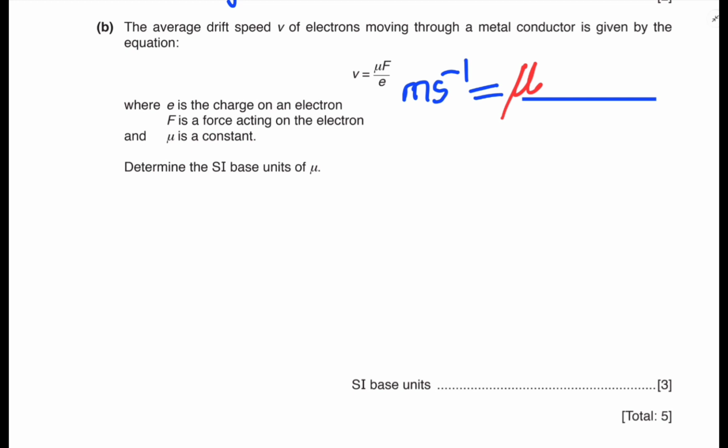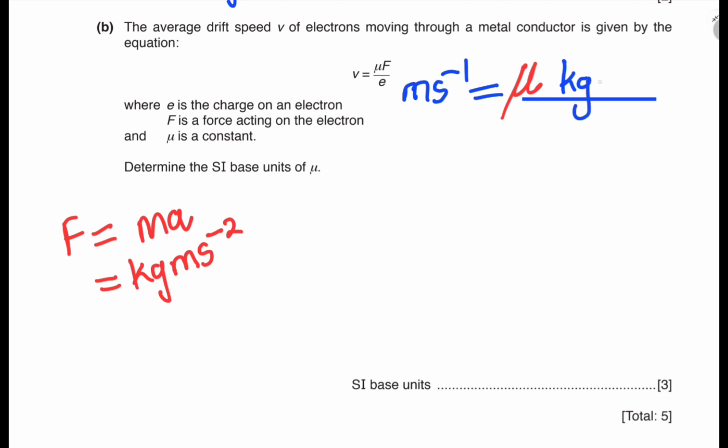So we take a look at force. The SI base units for force, we should know that force is calculated as mass times acceleration. And the SI unit for mass is the kg. The SI base units for acceleration are meters per second squared. So I substitute the SI base units for force.